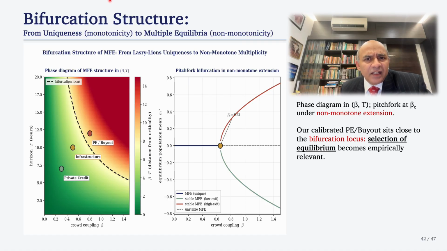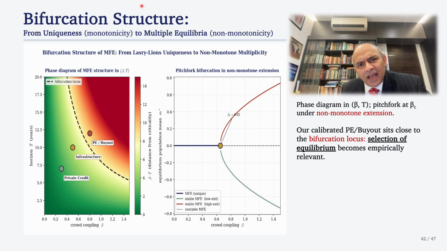Bifurcation structure of the mean field equilibrium in our parameter space. This phase diagram plots beta against horizon t. And you can see that the bifurcation locus is presented here. The Lasry-Lions monotone regime delivers a unique mean field equilibrium above the locus under non-monotone extensions. A pitchfork bifurcation appears here, where you've got crowd coupling beta values increasing.